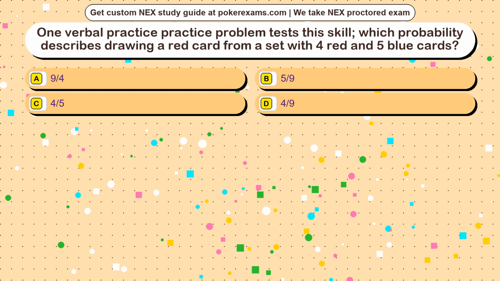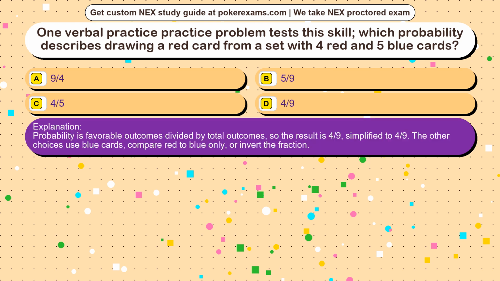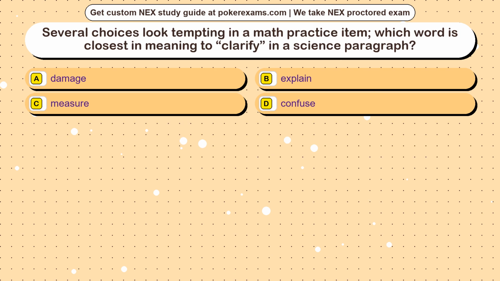The correct answer is option. Probability is favorable outcomes divided by total outcomes, so the result is 4/9, simplified to 4/9. The other choices use blue cards, compare red to blue only, or invert the fraction. Question 12. Several choices look tempting in a math practice item.